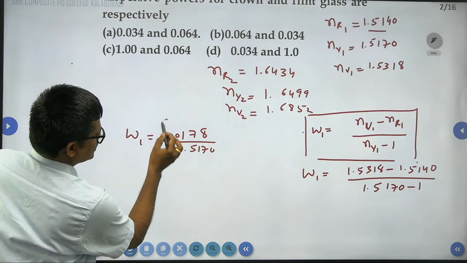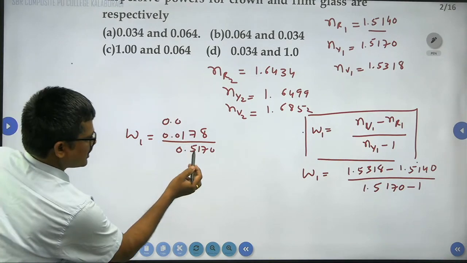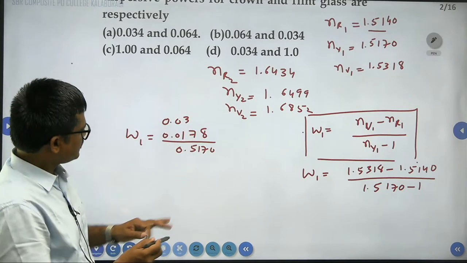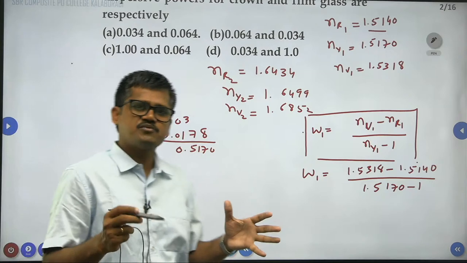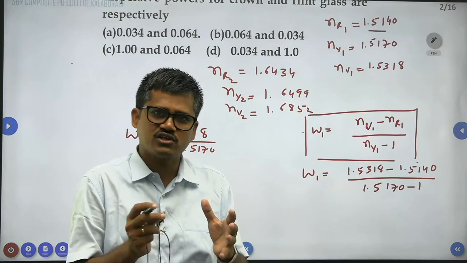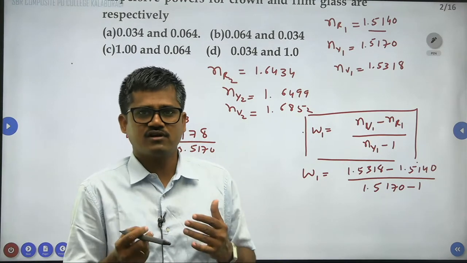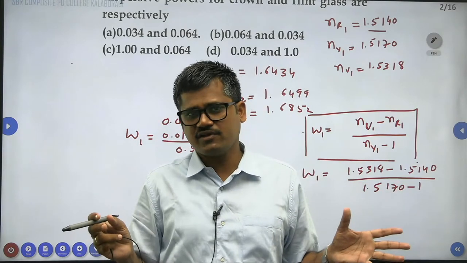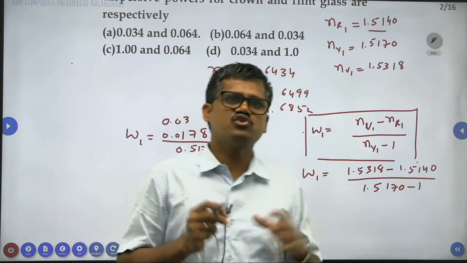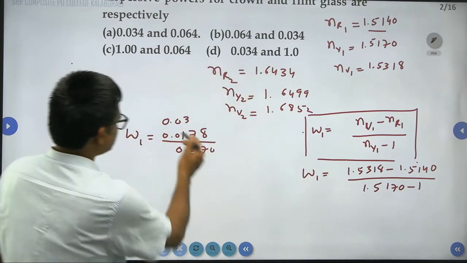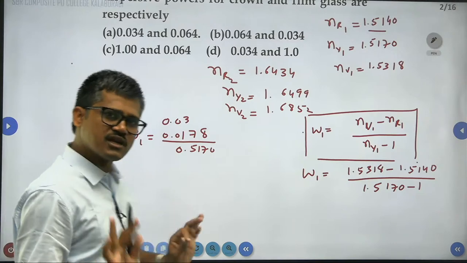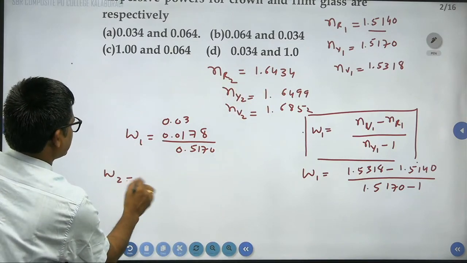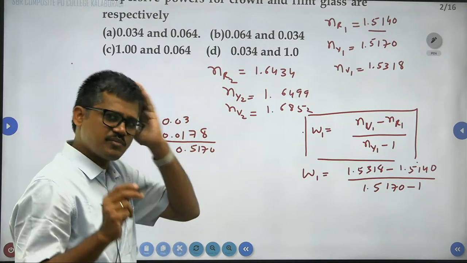Just to approximate, see carefully. Here 0 is there, so just write 0 like that. 5 ones are 5, 5 threes are 15, something like that. So look at the options. If options are very close to each other, then that is different, but such cases will not be given. If the options are slightly scattered away, this approximation will come into play very much. Omega 1 will be something like 0.03. Let me find out omega 2 in the same manner.